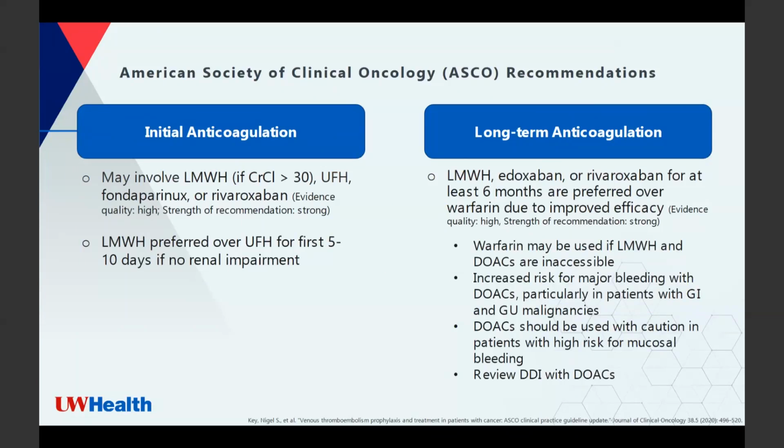For long-term anticoagulation, the ASCO guidelines recommend low molecular weight heparin, edoxaban, or rivaroxaban for at least 6 months, and this is preferred over warfarin due to improved efficacy. The guidelines also state that warfarin is known to be inferior but may be used if low molecular weight heparin or DOACs are inaccessible. They also call out that there's an increased risk for major bleeding with DOACs, particularly in patients with GI and GU malignancies, which we've kind of been talking about throughout this presentation.